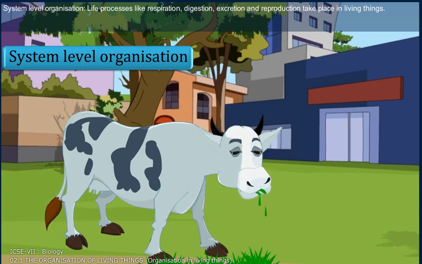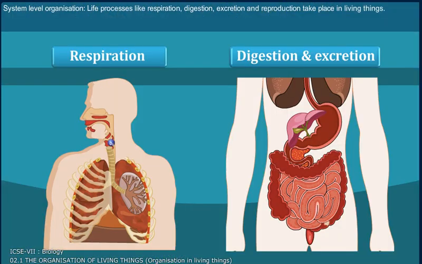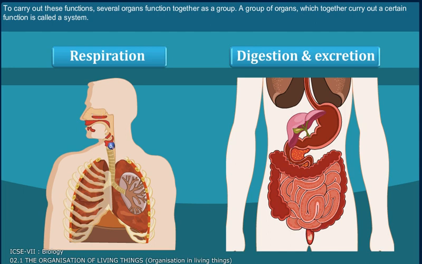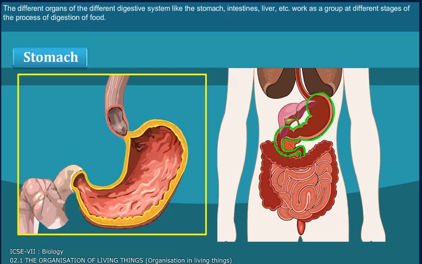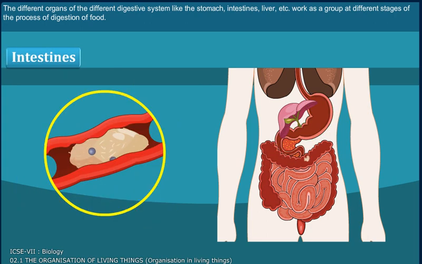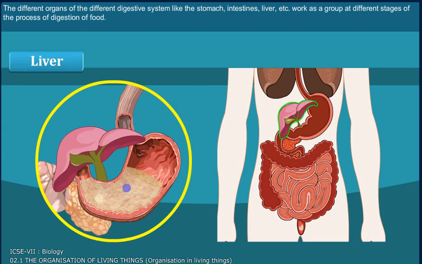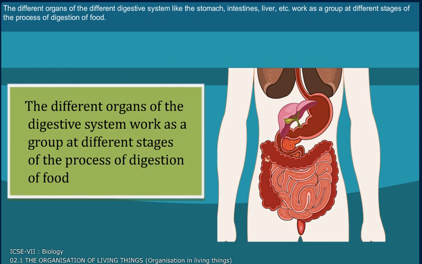System-level organization. Life processes like respiration, digestion, excretion and reproduction take place in living things. To carry out these functions, several organs function together as a group. A group of organs which together carry out a certain function is called a system. The different organs of the digestive system, like the stomach, intestines, liver, etc., work as a group at different stages of the process of digestion of food.